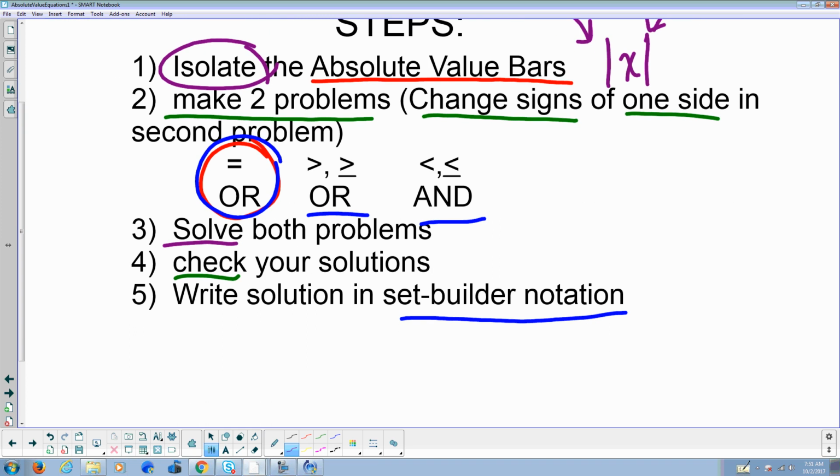Is it optional to check, or is it required to check? Because we can have extraneous solutions, checking the answers is no longer optional. It is a required step to determine if the solutions that you find are really true.